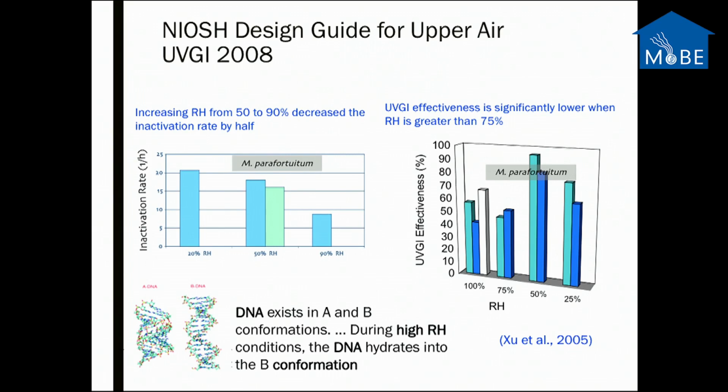Just some data from our group to show you the kinds of research we've been doing on this, which is that our data is published in a NIOSH design guide for upper air UV, and we do see there's a relative humidity effect. If you have high relative humidity, your efficacy of UV decreases. And similarly, we see that both in inactivation rates and effectiveness. And this is because of the differences in the DNA conformations when you have a high relative humidity environment, we think, compared to a low relative humidity environment.